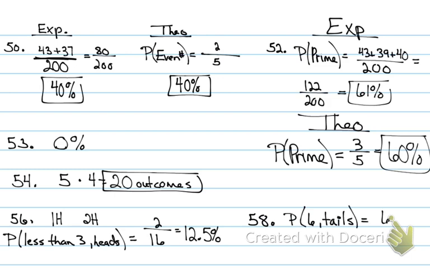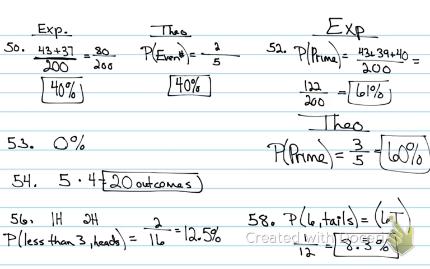Number 58, how many 6s are on the spinner? 1. And then I can only get tails once. So I only have 1 favorable outcome on 58. So it's going to be about 8.3 repeating percent. Okay? Is my probability of getting a 6 then a tails.